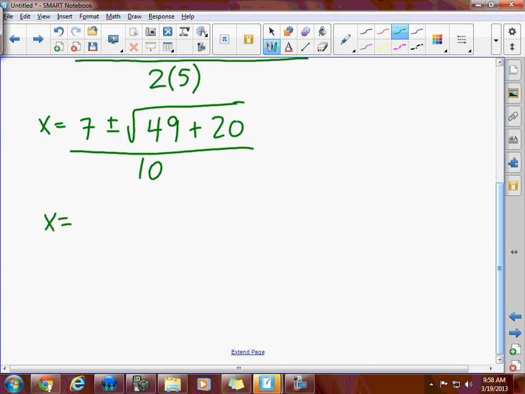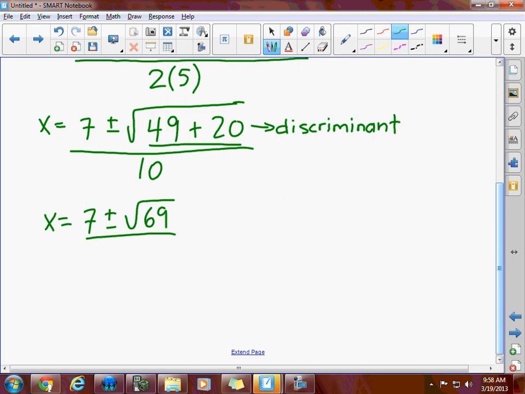The next step is to simplify what's underneath that radical, remembering that this stuff here is called the discriminant. This lets us know if there's 2 roots if the discriminant's positive, no roots if the discriminant is negative, or just 1 root if it's 0. So if we look, 49 plus 20 is simply 69. So this becomes the square root of 69, all over 10.